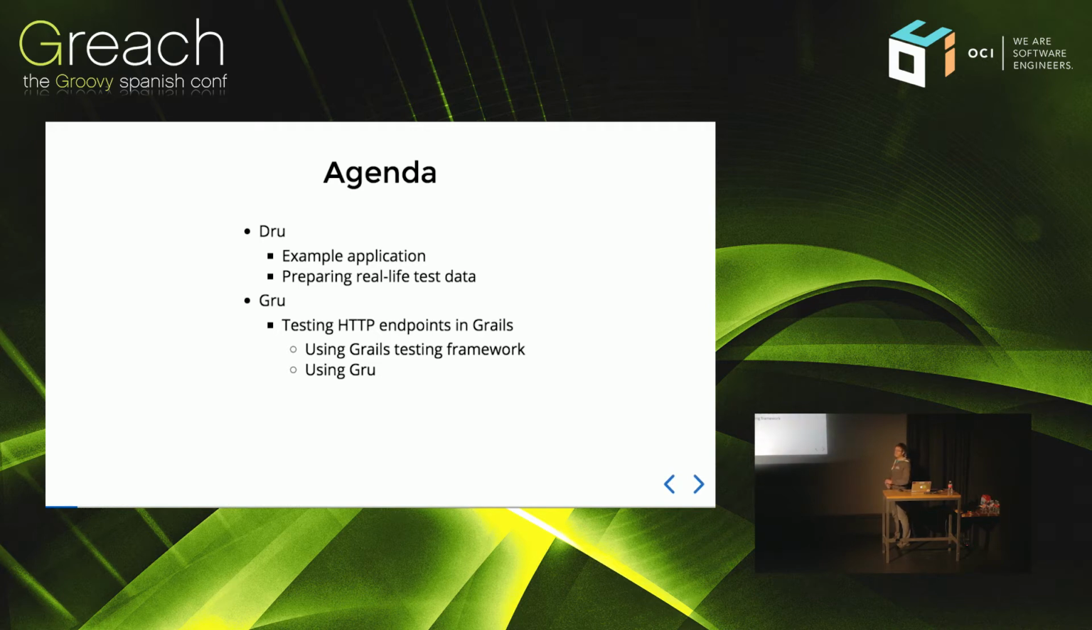And then there is the first goal of Drew. Drew is a tool to help you manage your test data, especially if you want to base it on some real life data. And then we move to Grew, which is now a general testing framework for HTTP endpoints. I am going to show you how to use it with Grails. First, to show you how to get there, I will show you the current approach of testing in Grails, and then we move to how to do it in Grew.